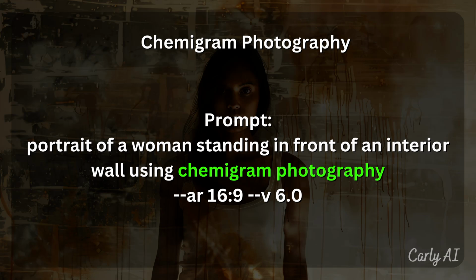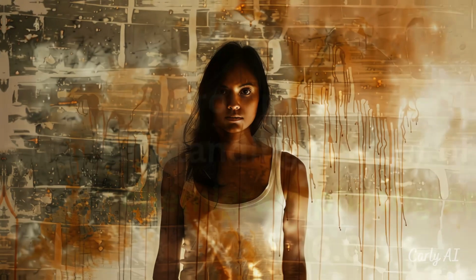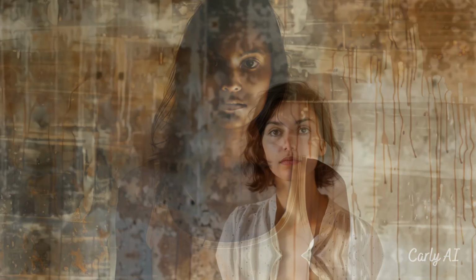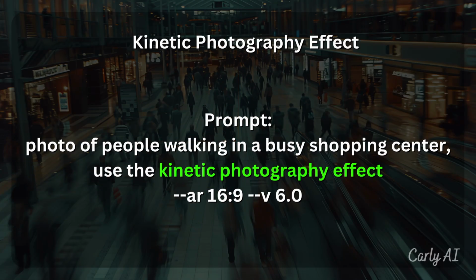Chemigram Photography. Merge the realms of photography and painting with the Chemigram Photography effect. In the real world, this is a unique process using photographic chemicals on paper to produce additional images not made with the camera. This technique blurs the lines between photo and art, allowing for spontaneous patterns, textures, and tones. Each chemigram is a one-of-a-kind work of art, demonstrating the unpredictable beauty of chemical reactions combined with the camera's actual subject.